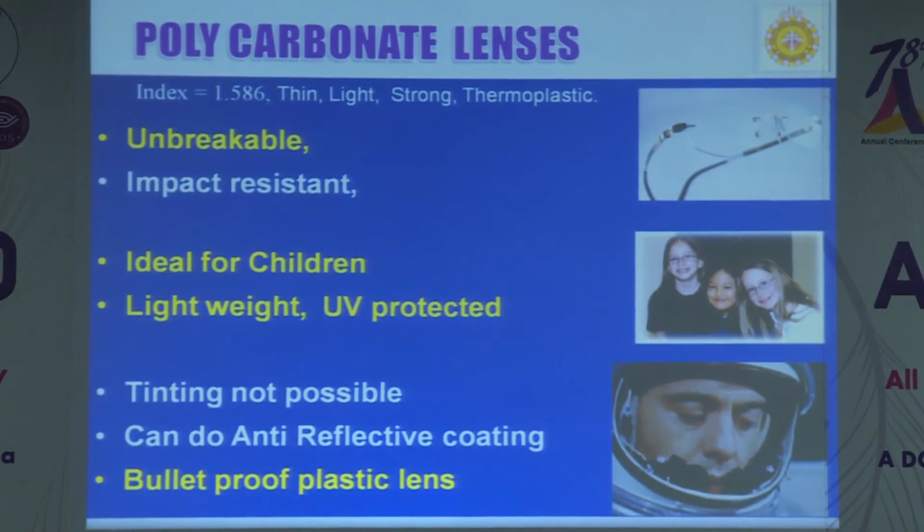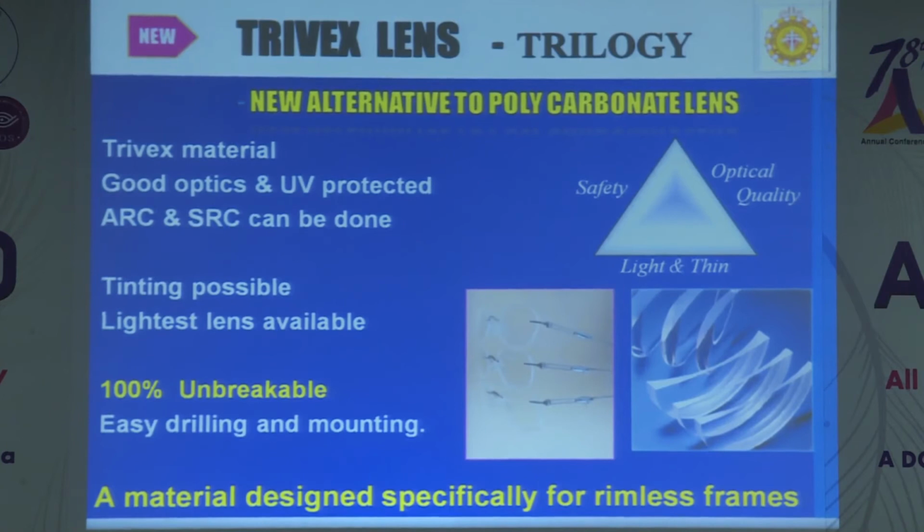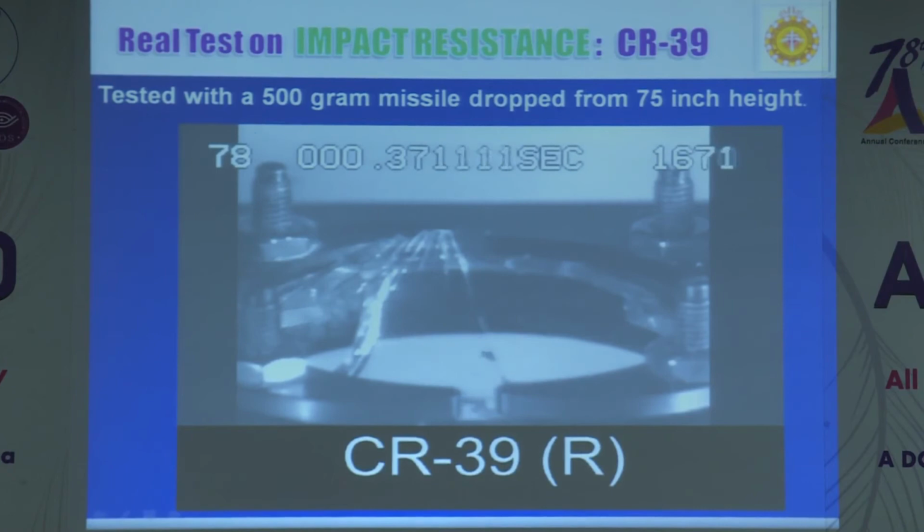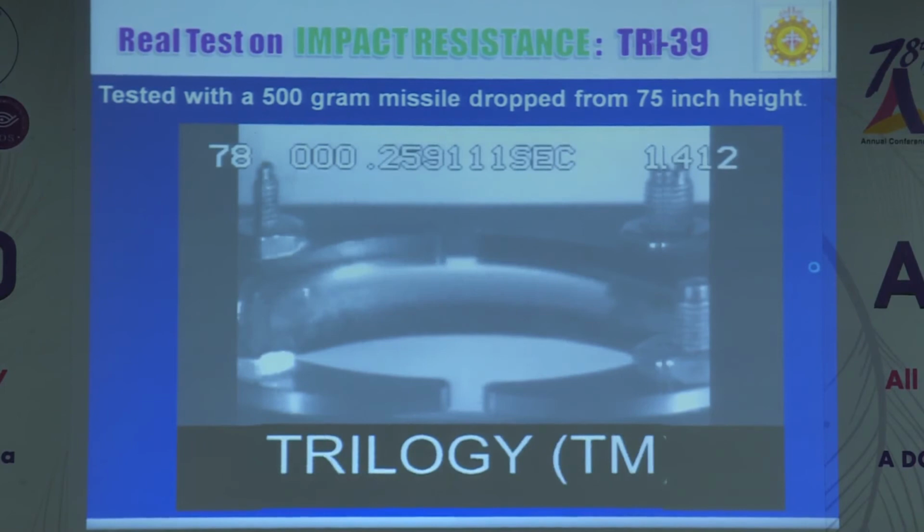So Trivex lens is a variant of polycarbonate. Now it is going out of the market. So this is the ordinary CR39, or Columbia Resin 39, and a 500 gram weight is dropped from a height of 75 inches. It is breaking. So you know, ordinary CR39 is not an ideal choice for children. So you should go for a Trivex or polycarbonate lens.